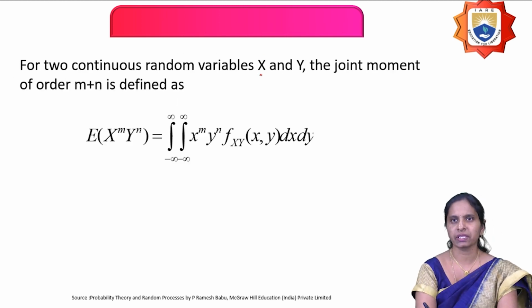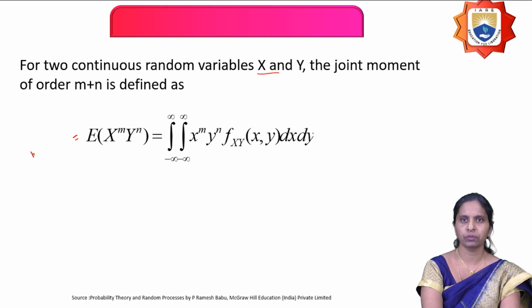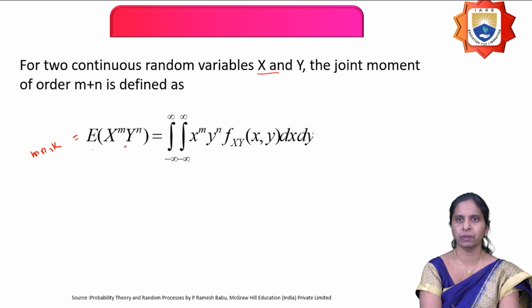Now, if X and Y are continuous random variables, then what is the joint moment about the origin? M suffix n comma k is equal to expectation of X power m into Y power n. In the case of continuous random variables, what is the expectation of any function? We have two random variables, so here we get the double integration, where X is from minus infinity to infinity and the random variable Y is defined from minus infinity to infinity. So the expectation of any function is that function.